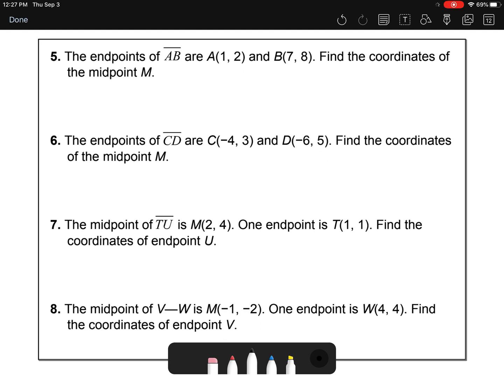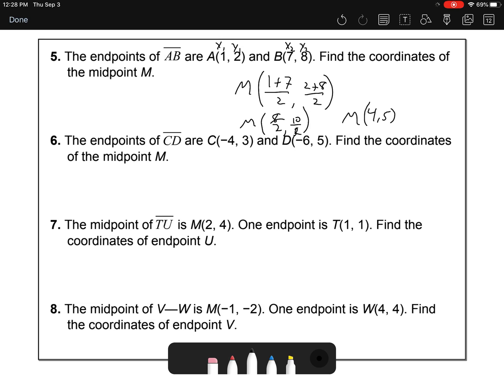Okay, if I go over here and let's look at 5, 6, 7, and 8. The endpoints of AB are A (1, 2), B (7, 8). Find the midpoint. Okay, easy. X plus x divided by 2 and y plus y divided by 2. Now, if you have any hesitation about what those are, write them out: x sub 1, y sub 1, x sub 2, y sub 2, then put them in the formula if you choose. So that's simply 8 over 2 and 10 over 2, which is going to be (4, 5). So there's our midpoint.